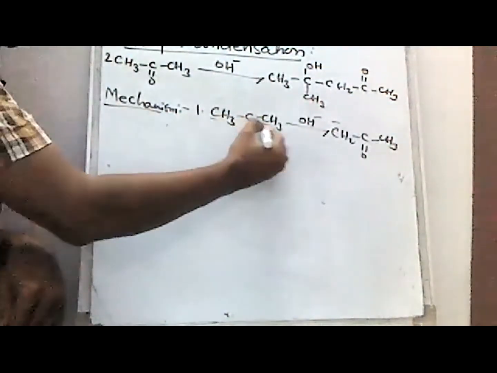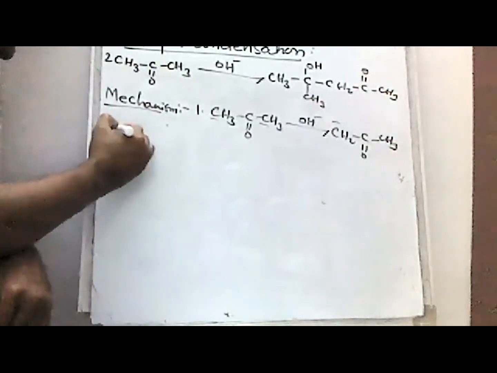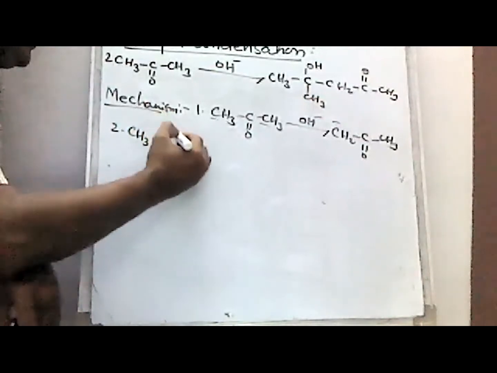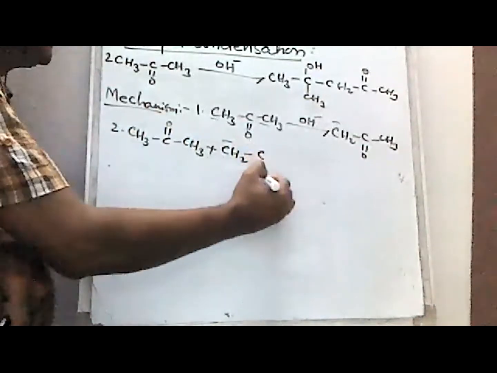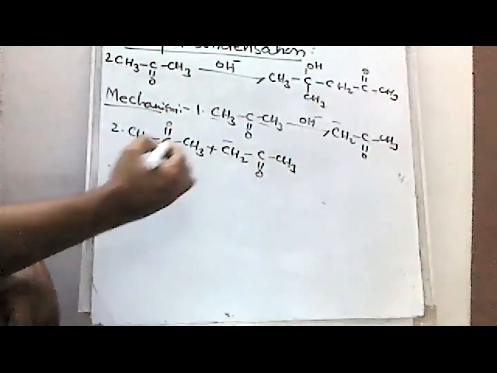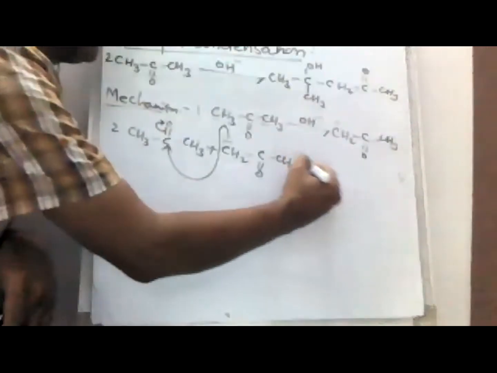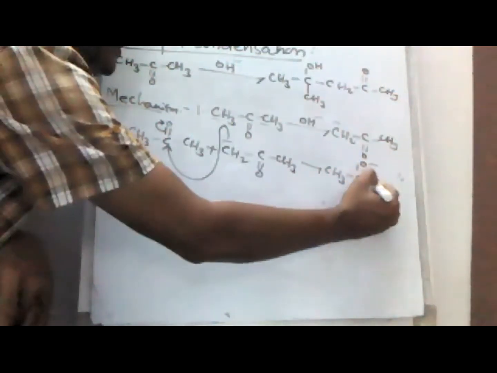Then you see this is an alpha carbon, this is also an alpha carbon. There are 3 hydrogens on this side carbon. That's why one of the hydrogens will be removed. Then in the second step, the carbanion formed in the first step attacks the second ketone molecule. CH3, CO, CH3 plus CH2 minus C double bond with CH. Now it attacks like this. Then CH3, O minus, CH3.